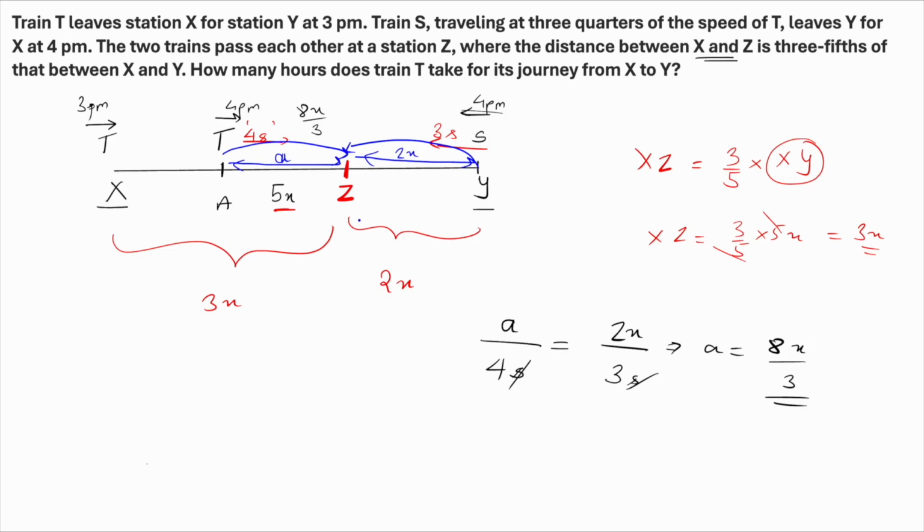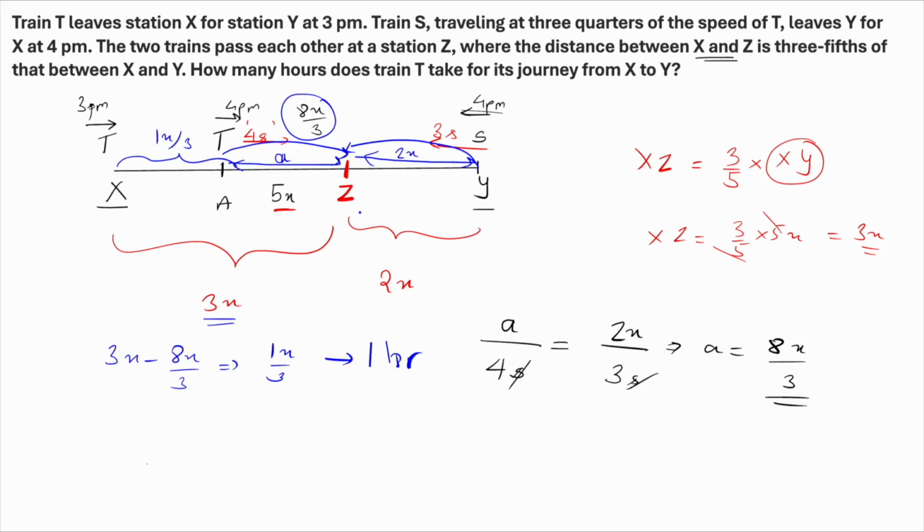I know the entire length XZ is worth 3x. Out of that, AZ we have found as 8x by 3. So this remaining length will be 3x minus 8x by 3. And that would be 3 threes are 9 minus 8 is 1, so 1x by 3. 1x by 3 is the distance between X to A. Now guys, notice that if the distance X to A is 1x by 3, the time taken by train T to travel from X to A is 1 hour.